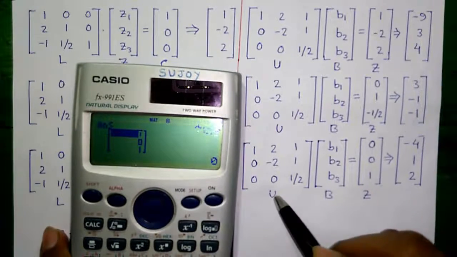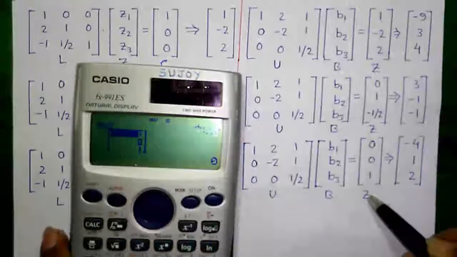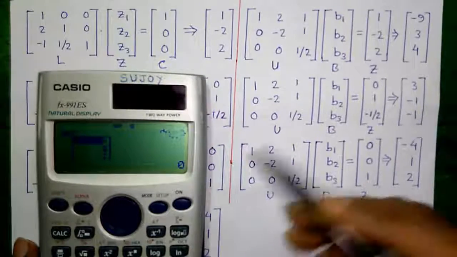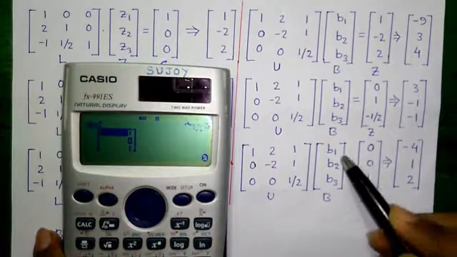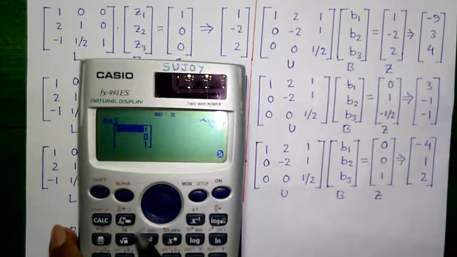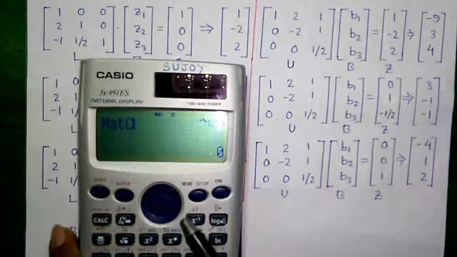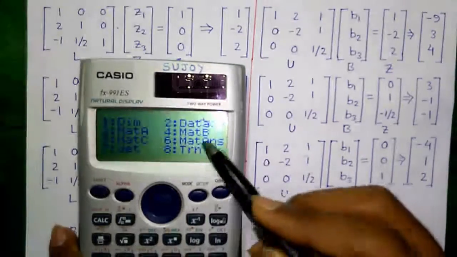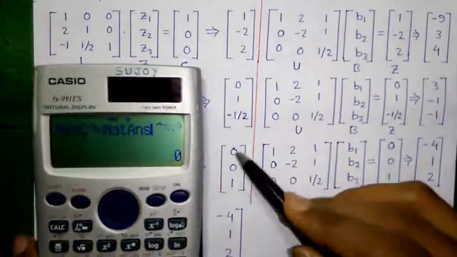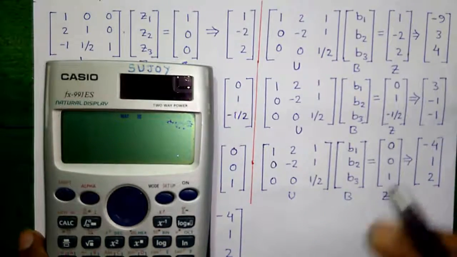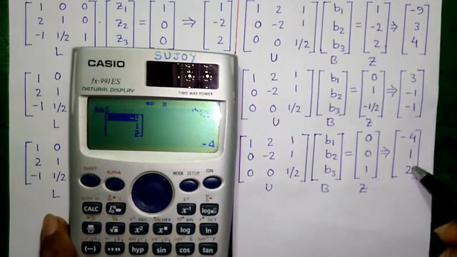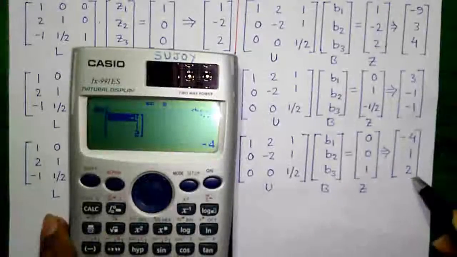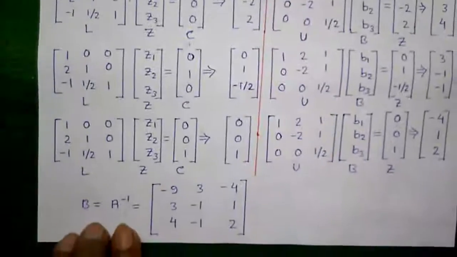Next I will do matrix U into matrix B equals matrix Z. Z will be this matrix. Or I can write U inverse into Z equals matrix B. So I will do shift 4, 5 matrix C inverse into shift 4, 6 for matrix answer, which is this matrix, press equals to. It will give me minus 4, 1 and 2, which is our third column of A inverse.